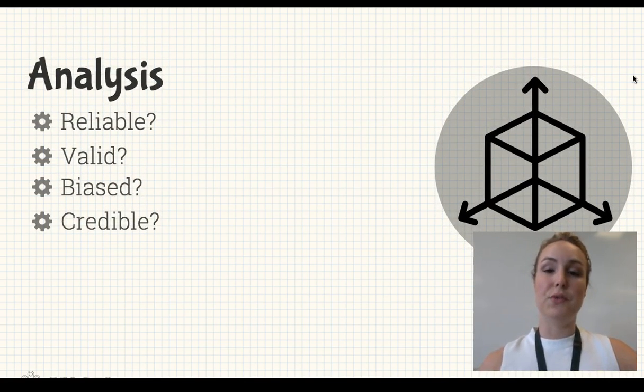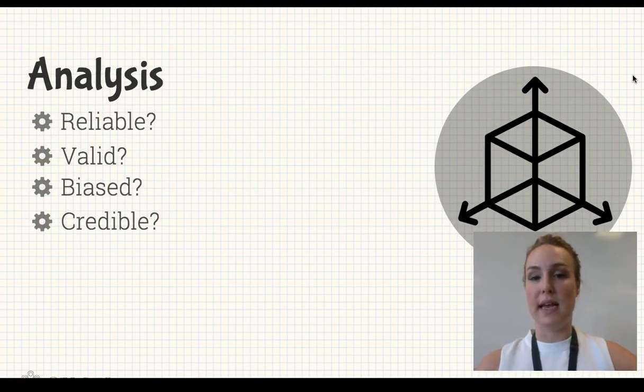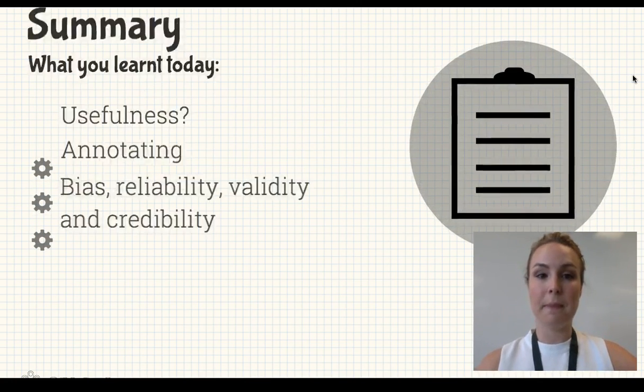Now, analysis. You really need to be analyzing your texts and your sources rather than just commenting on things that you're noticing. So this is where these terms come out, and there is another video called The Language of Research which explores these in more detail. So it'd be a good idea to go away and watch that one when you get a chance.